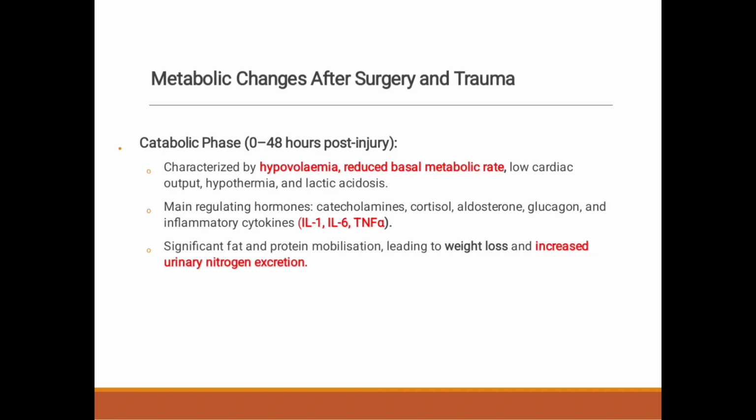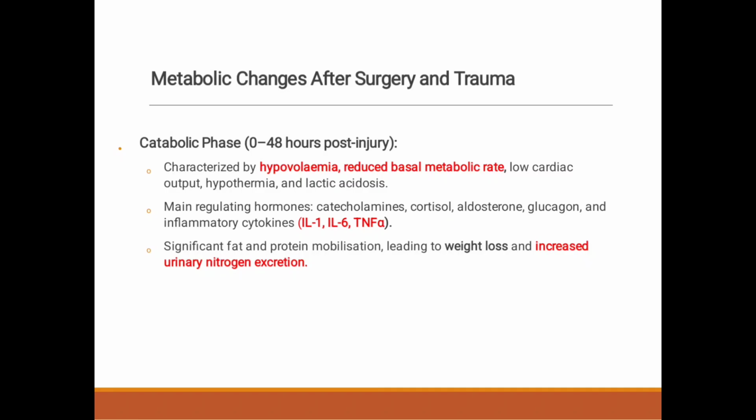So let's summarize what we have known. The metabolic changes after surgery and trauma can be catabolic phase, anabolic phase. Catabolic phase is the first 48 hours post-injury. It is characterized by hypovolemia, reduced metabolic rate, hypothermia, reducing the body temperature, lactic acidosis. All these changes are brought about by the body to limit the circulating volume and reduce the energy expenditure, so we can store them for restoring the body's internal environment once we tide over the acute stressful phase.